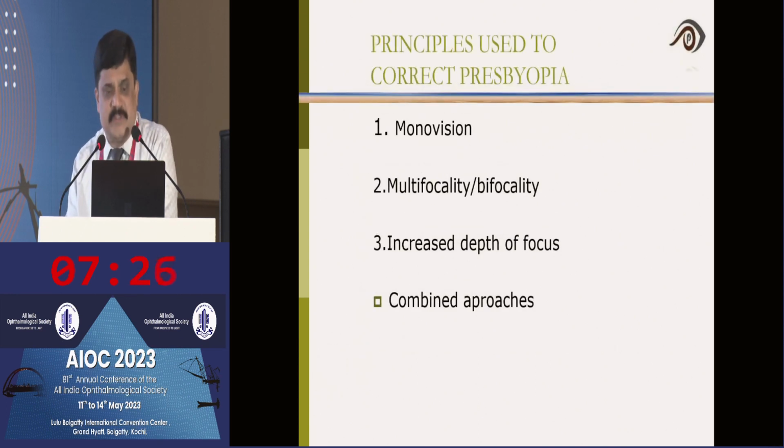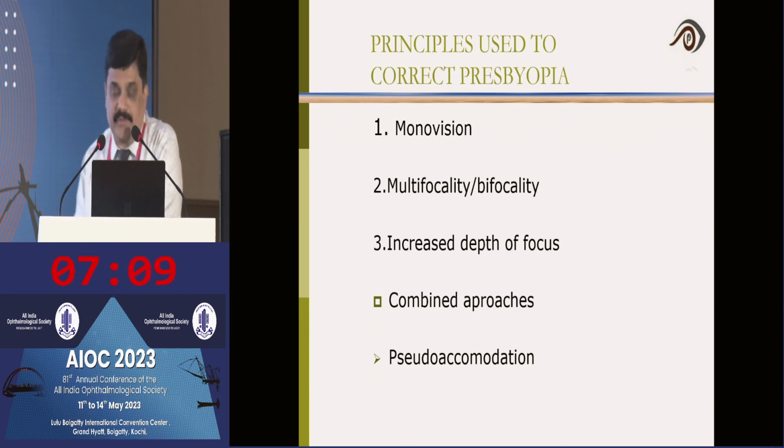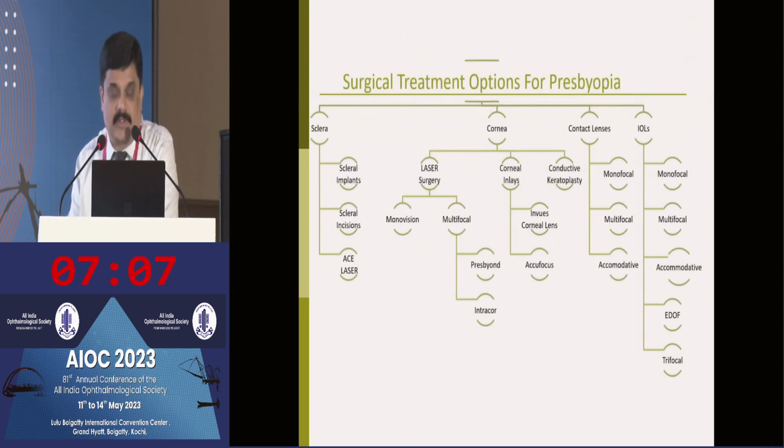These are the principles used to correct presbyopia. Either we do one eye for distance and the other eye for near. Some machines were used to do what is called multifocal laser presbyopic refractive surgery. You can also increase depth of focus, as we do with corneal inlays, or you can think about combined approaches. So this is the overall picture of the options for presbyopia.